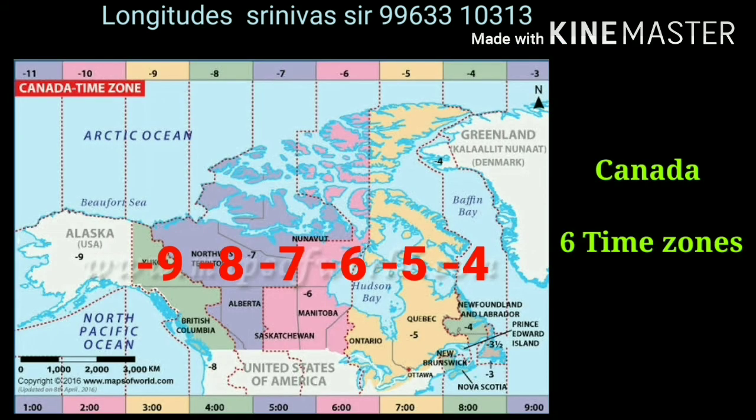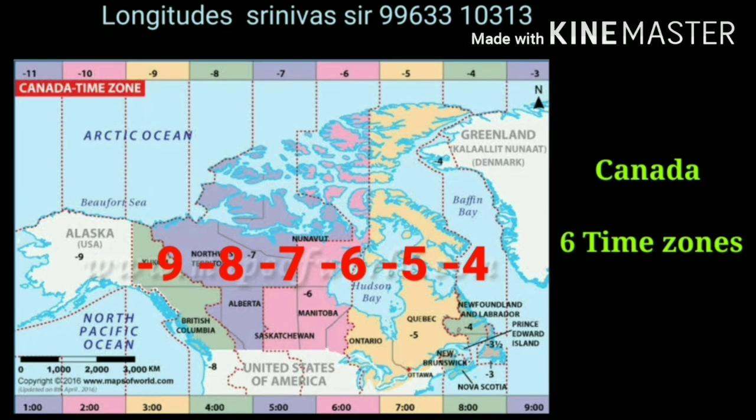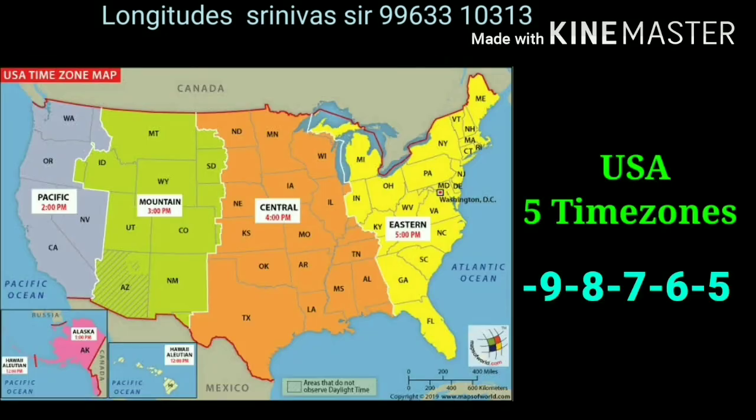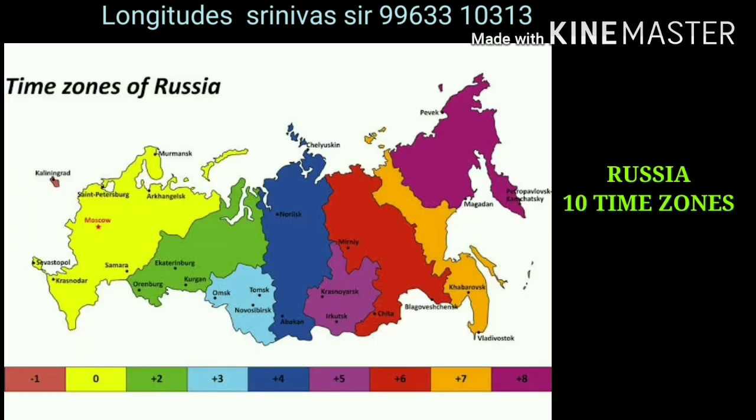In Canada, people follow 6 time zones. The people do not follow the same time; they follow different time zones. At the same time, the USA also follows 5 time zones. These countries are behind Greenwich Mean Time. The largest country in the world, Russia, has 10 time zones. In this country, the people follow 10 time zones.